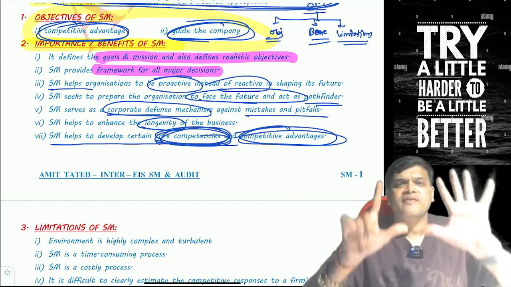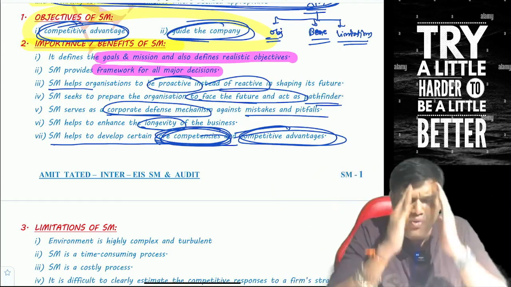Bharat Mata ki jai. Everybody clear? Seven advantages of strategic management. What are the seven advantages of strategic management? Very easy. What are the seven advantages?